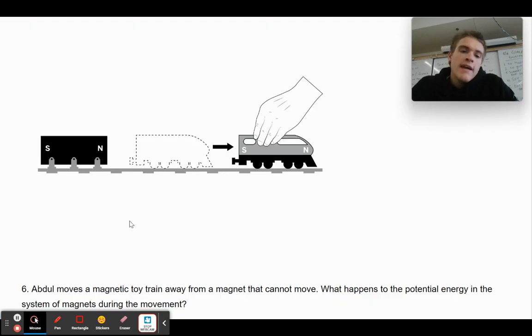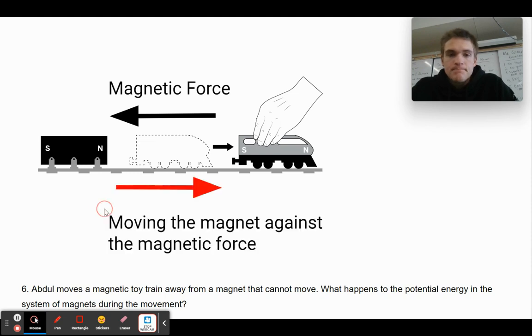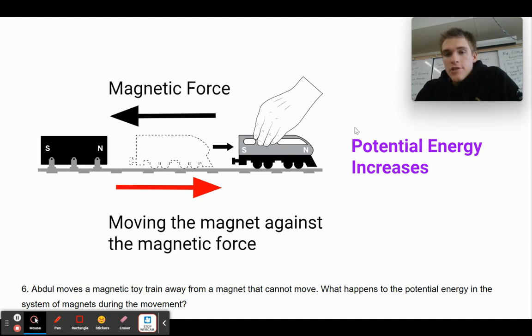Abdul moves a magnetic toy train away from the magnet that cannot move. What happens to the potential energy in the system of magnets during the movement? Look, these are like poles or opposite poles. So the magnetic force will want to draw the train back to the magnet. But because we're pulling it further away, we're moving the magnet against the magnetic force. So the potential energy increases.